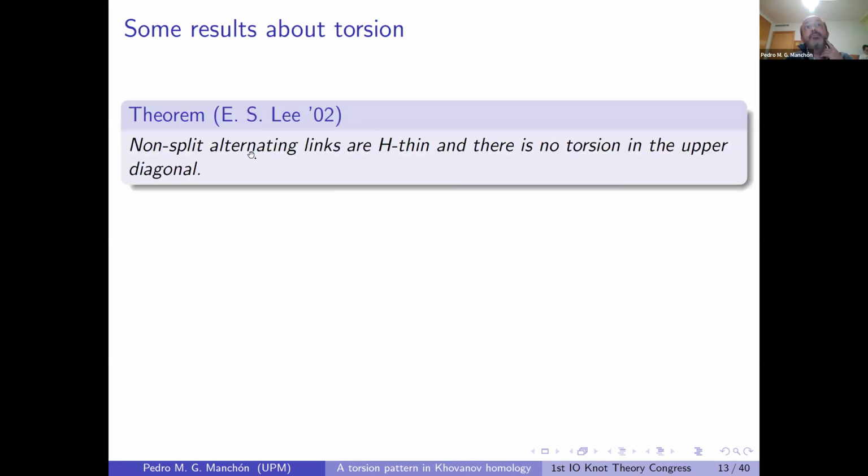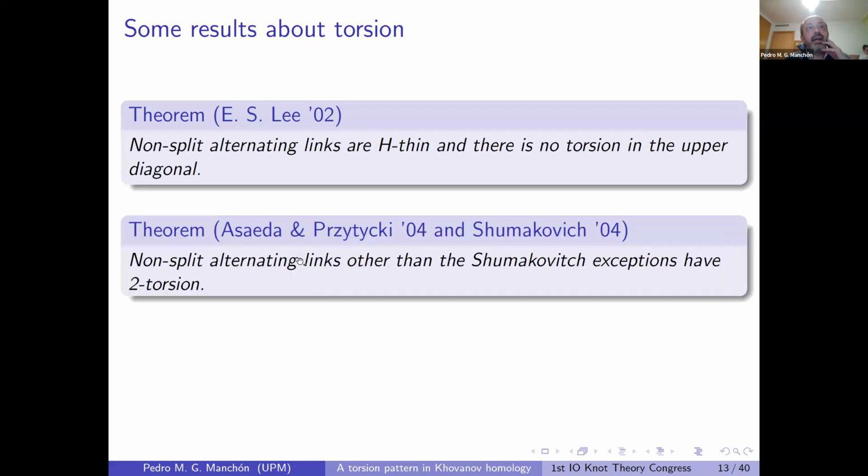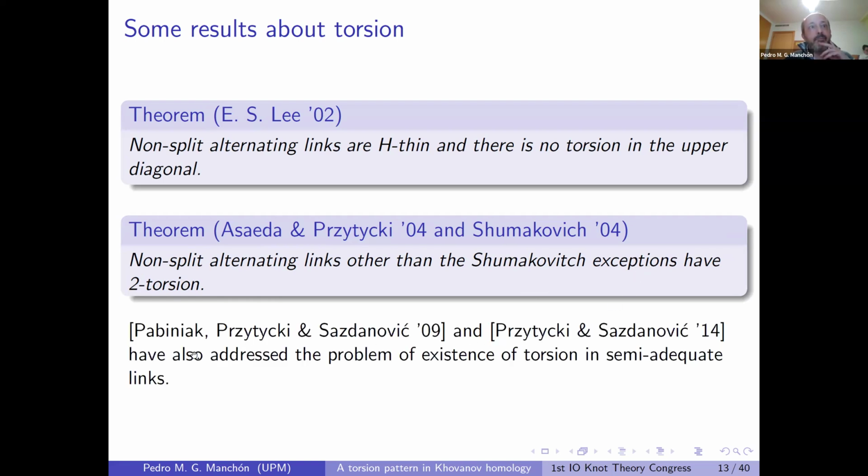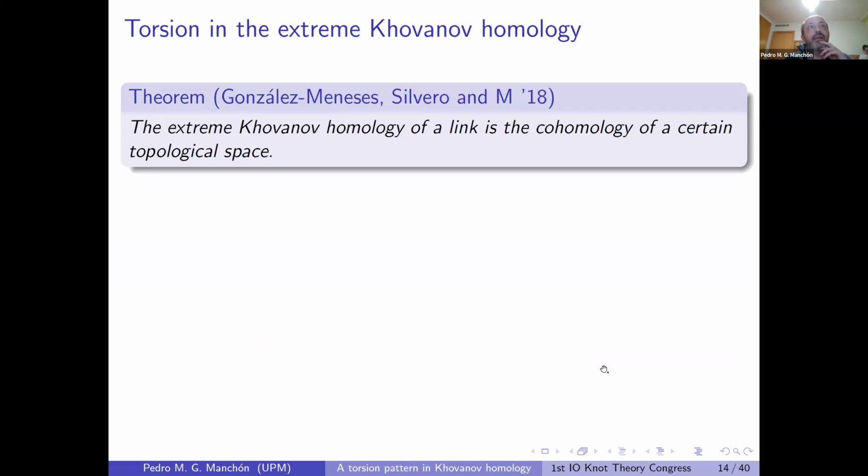Lee proved that non-split alternating links are H-thin and there is no torsion in the upper diagonals. Recall that H-thin means that the Khovanov homology is concentrated in 2 consecutive diagonals. Asaeda and Przytycki proved that these links, other than the Shumakovich exception, have 2-torsion. Przytycki, Sazdanovic and others in several papers have also addressed the problem of existence of torsion in semi-adequate links.